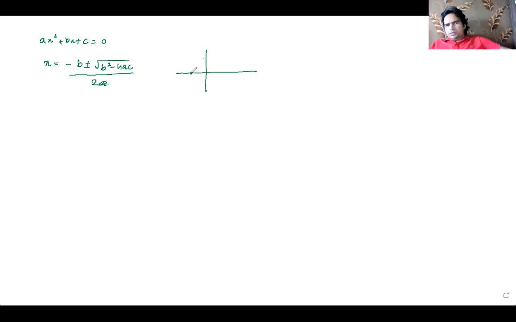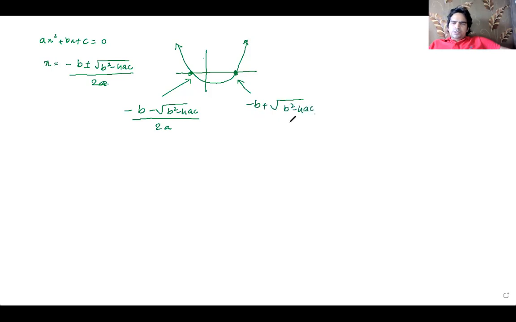Now when you sketch a quadratic, we'll touch base upon how to do the sketching in a later part of the lesson. But just now, suppose a quadratic cuts the graph at 2 points. When you say it cuts at 2 points, this is the first root and this is the second root. One root is negative b minus root b squared minus 4ac over 2a, and the other root is negative b plus root b squared minus 4ac over 2a.